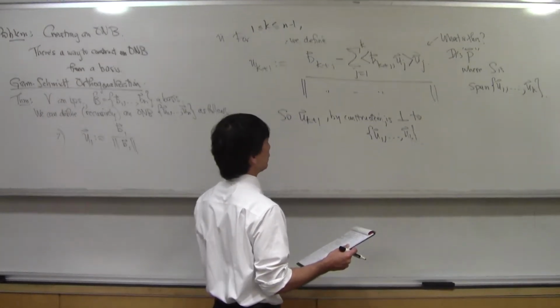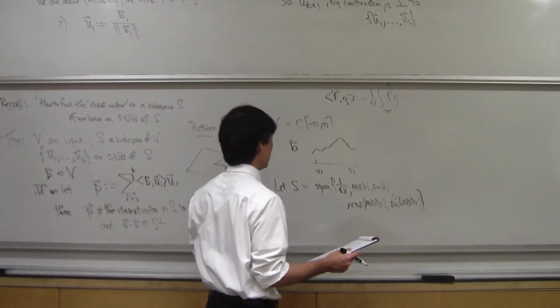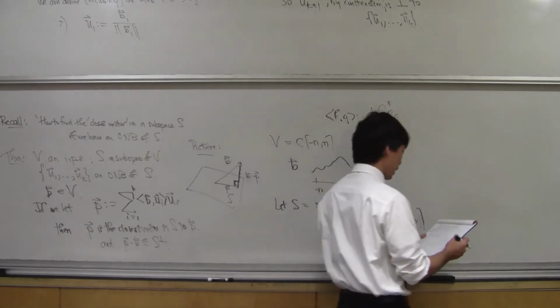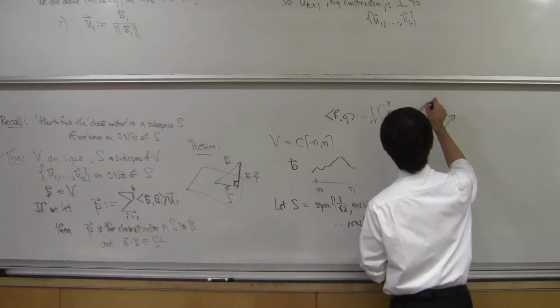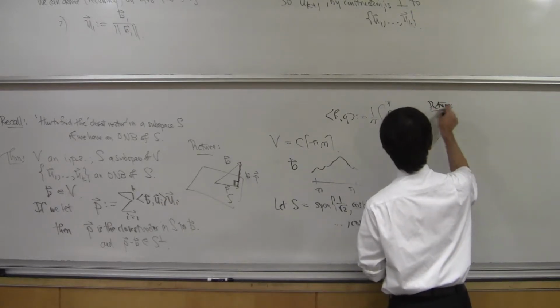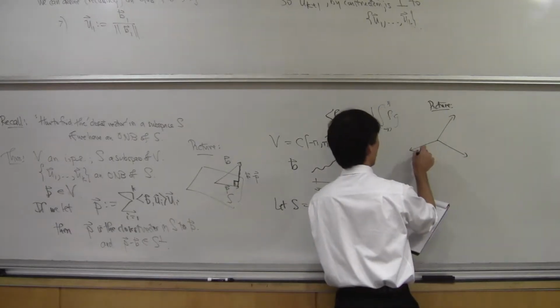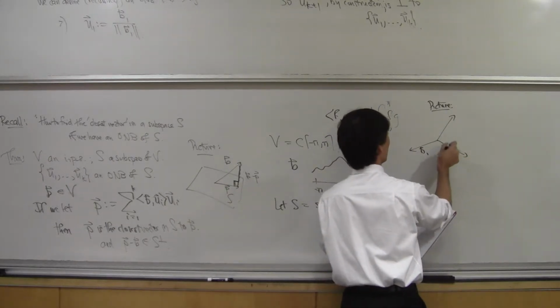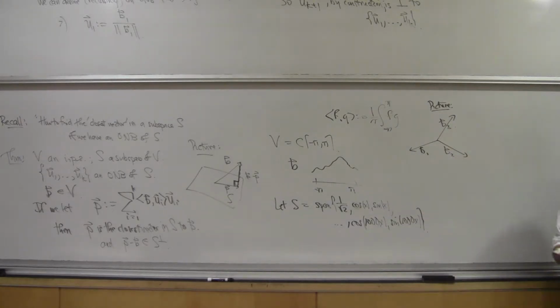Let me draw a picture that might be helpful. Somebody gives you a bunch of vectors, V1, V2, and V3, and says, I'd like you to make an orthogonal basis out of these vectors that has the same span.